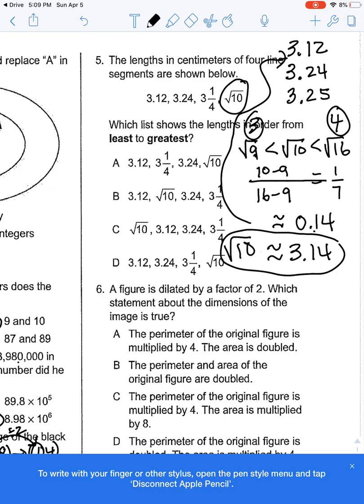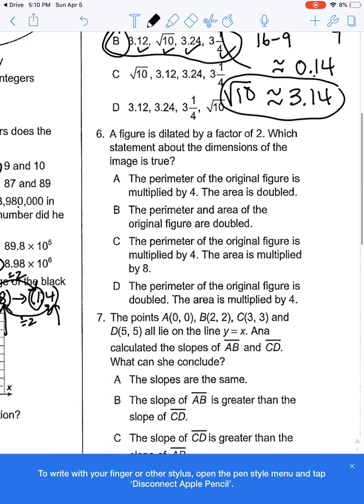So we need to find the one that says 3.12 first, and then the square root of 10. Oh, looks like B is the best answer for that. It goes 3.12, the square root of 10, 3.24, and then 3 and 1/4. So that works for us. All right, so our answer for 5 is B. Let's go on to 6.